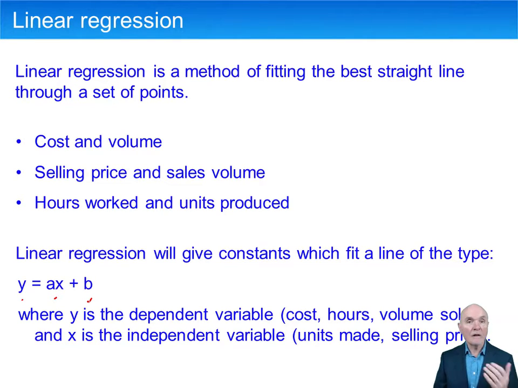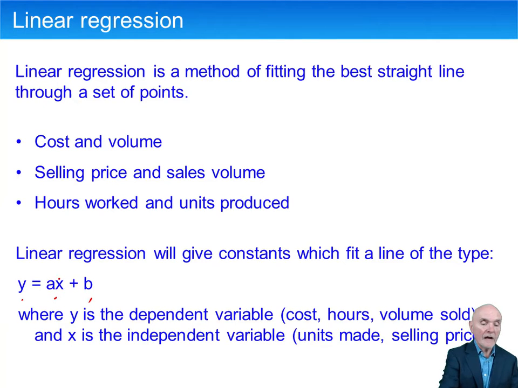So if you're dealing with cost and volume, what you actually control is the volume. That is independent, but dependent on that, what comes from the volume is the cost. If you're looking at price and volume of sales, then what you control is the price of the item, and what results from that, the dependent variable, is the volume which is demanded by your customers.